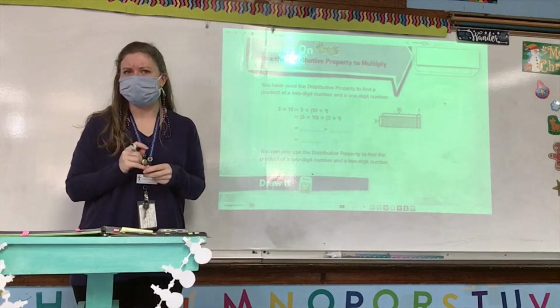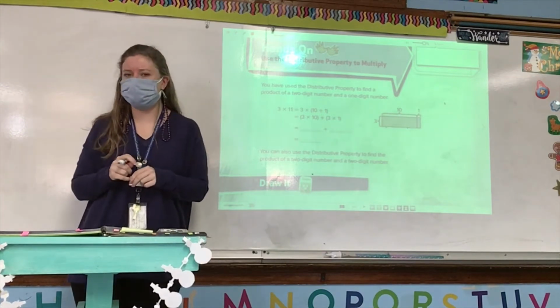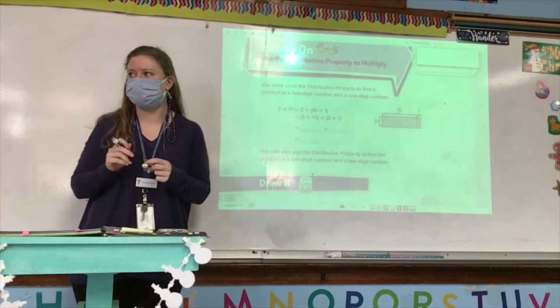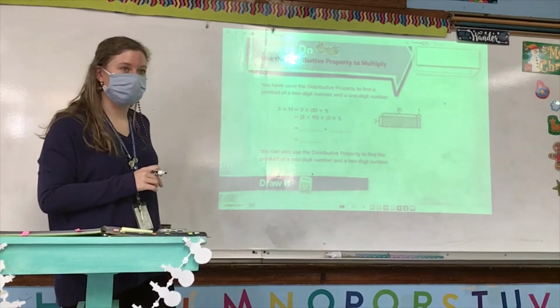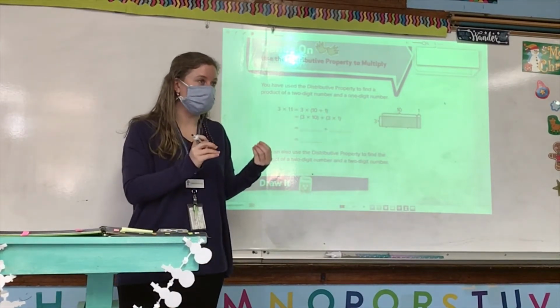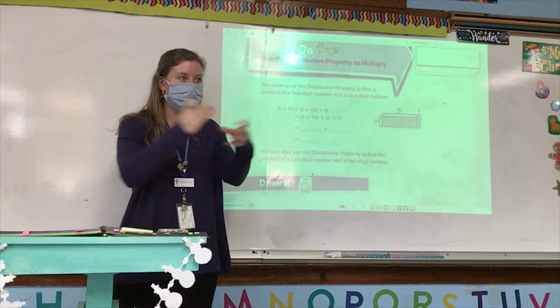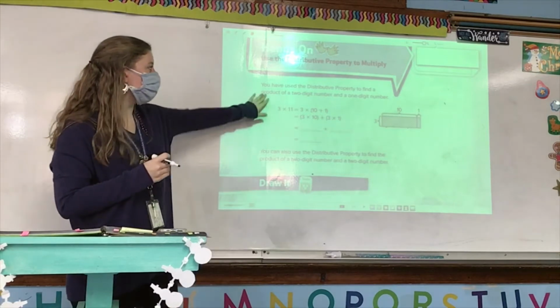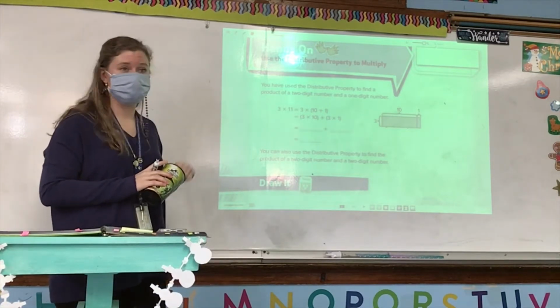When we use area models, what property are we doing? What property of multiplication are we doing when we have area models? Victoria? Distributive. The distributive property. Because remember, distributive property means you multiply by the values of each digit and then add them together. So, we've used it to find the product of a two-digit and a one-digit number.